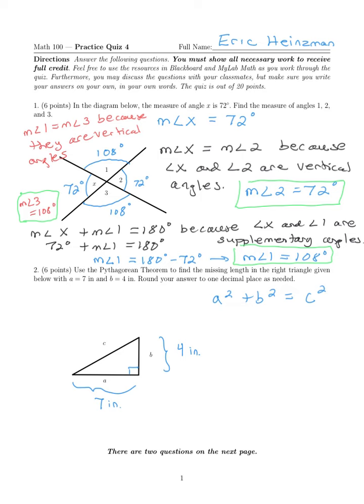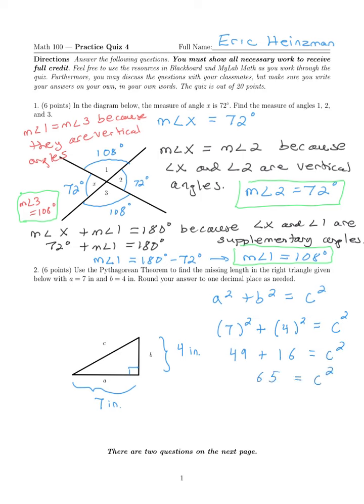We have a squared is the same thing as 7 squared. b squared is 4 squared. And that should be equal to the length of c squared. 7 squared is 49. 4 squared, 4 times 4, is 16. So this is 65. Okay, so this is equal to c squared, and 49 plus 16 is 65.